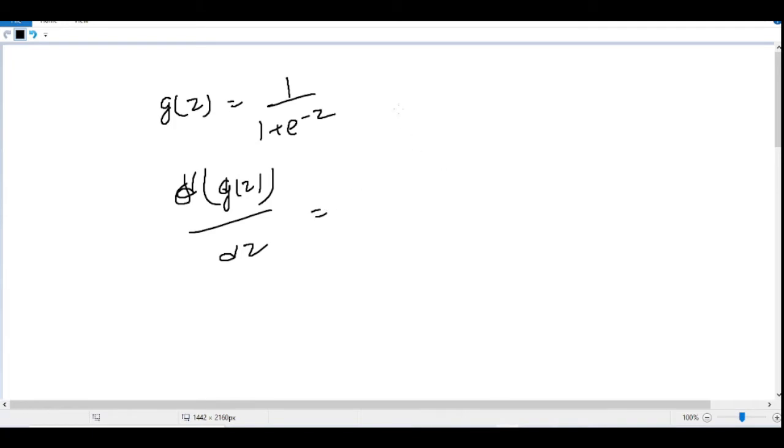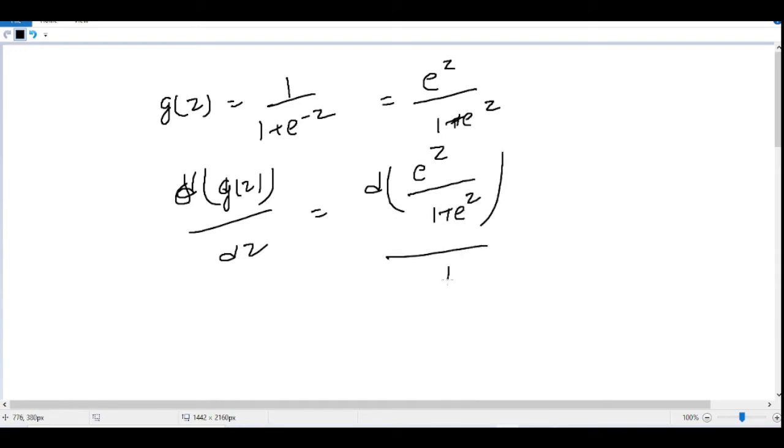Okay, so this can be written as e power z divided by 1 plus e power z, right? Now we want to do the differentiation of this, e power z divided by 1 plus e power z, with respect to z. So this is in the form of u by v. In u by v, we need to take v outside and differentiate u, then minus u outside and differentiate v, divided by v square.